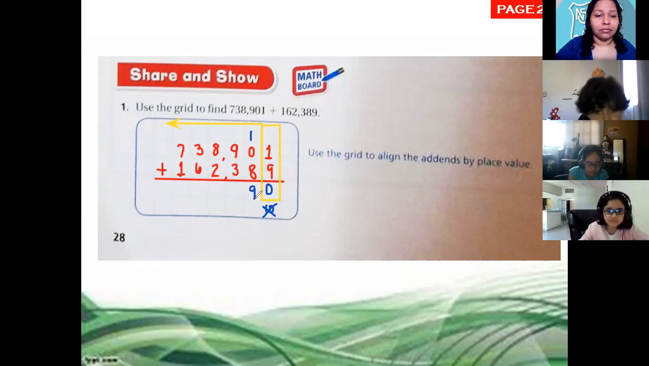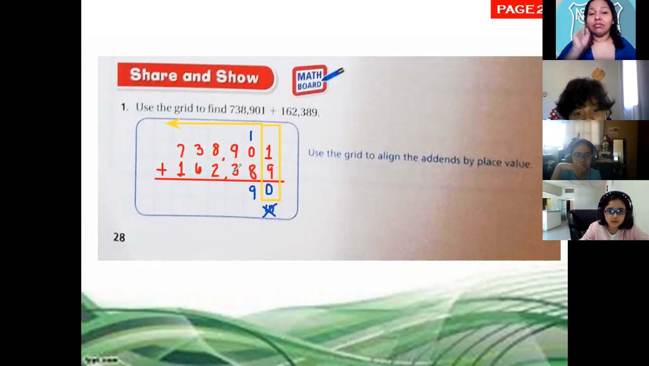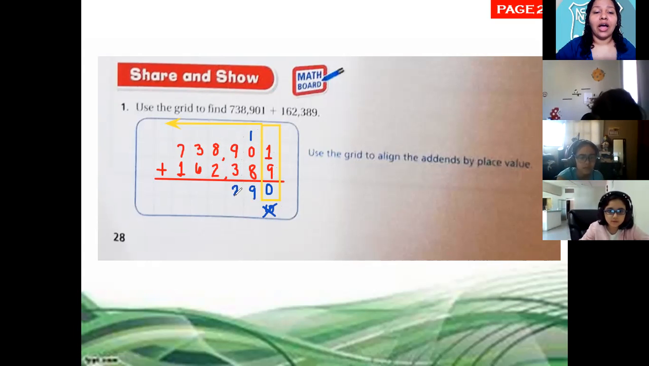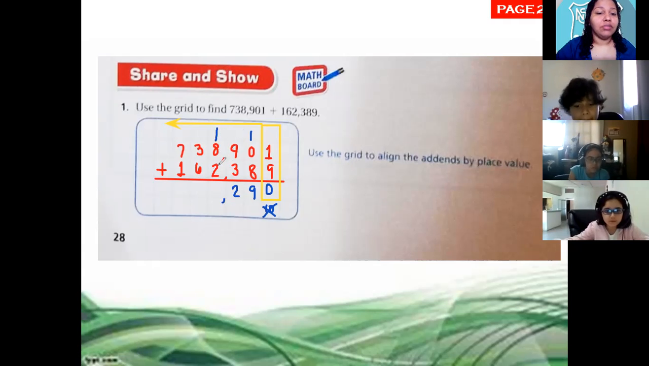Miss, I sent my answer in the chat. Okay, I don't know if I am correct. 9 plus 3, 12. I write 2 and I regroup 1 in here, right? The comma means comma. Okay, yes. So 8 plus 2, I correct the answer. 8 plus 2 is 11, and I regroup.